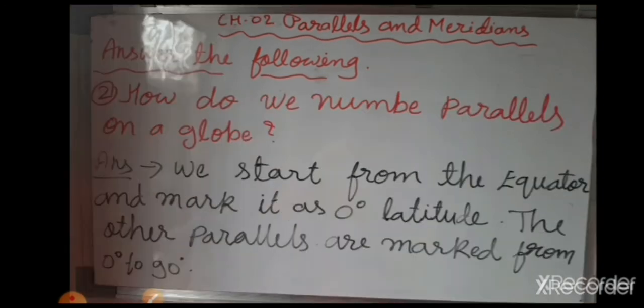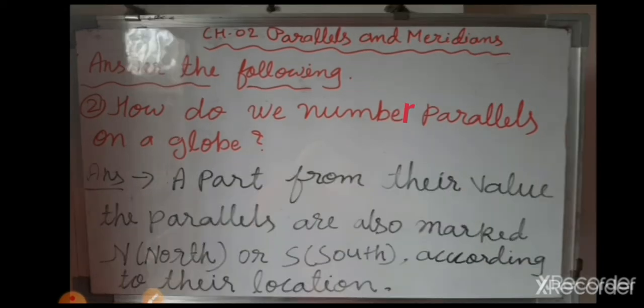Next question, how do we number parallels on a globe? Answer: we start from the equator and mark it as 0 degree latitude. The other parallels are marked from 0 degree to 90 degree. Apart from their value, the parallels are also marked N for north or S for south according to their location.